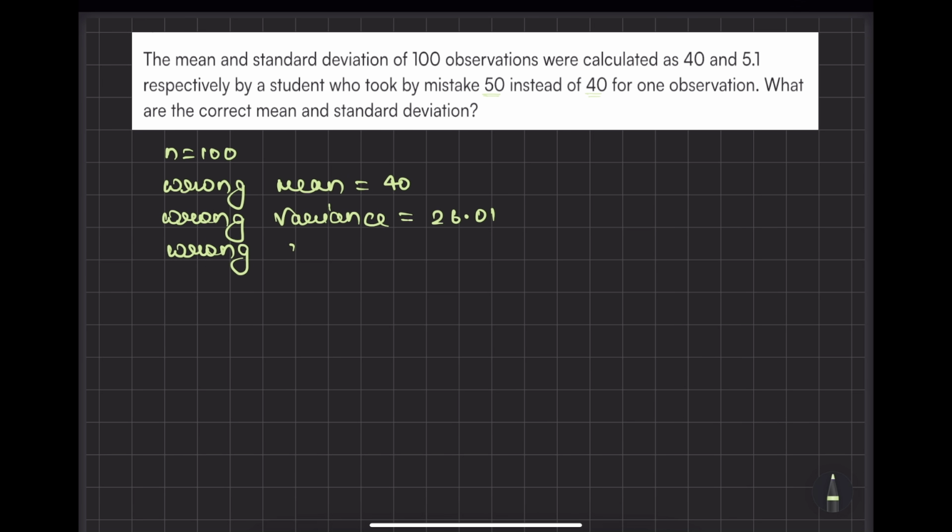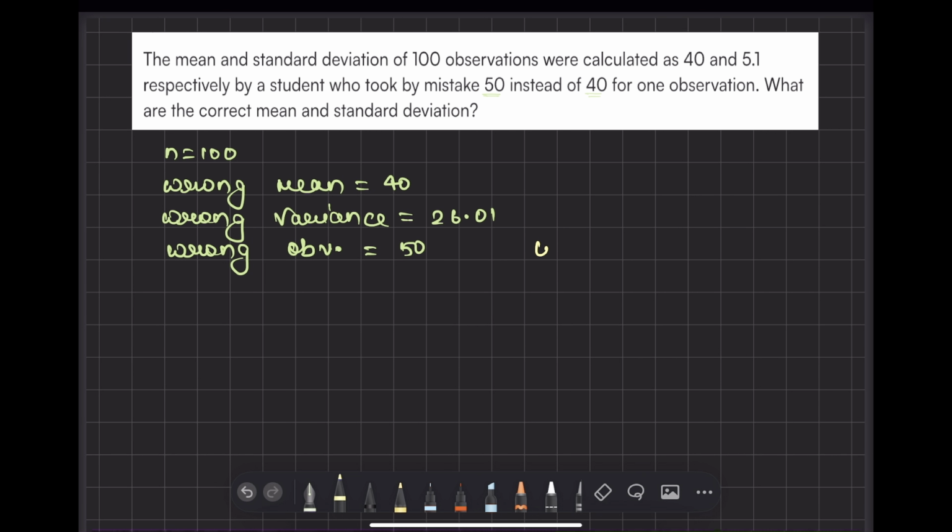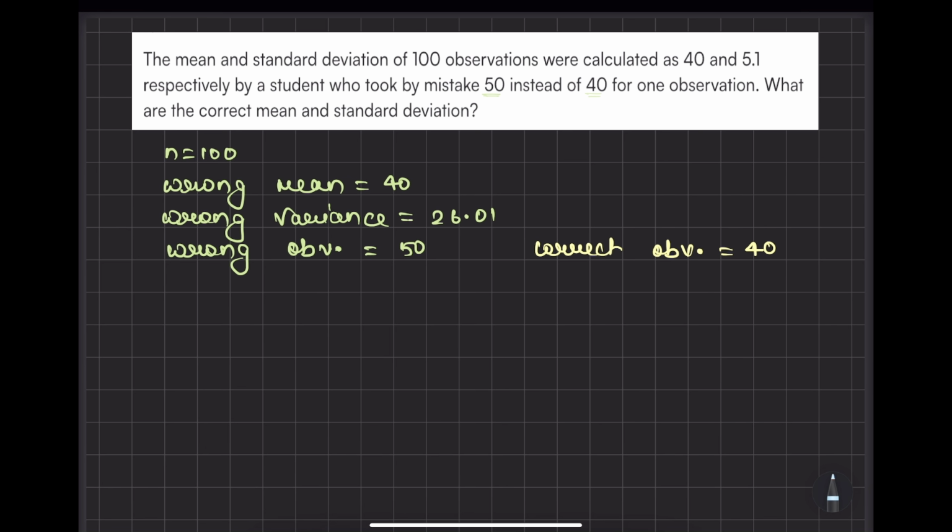Now, the wrong observation. You know that the wrong observation was 50, and here you have to take the correct observation, which is 40. So this is the idea. Now you have to find out the correct mean and the correct standard deviation. So look at this, how we will solve this question. First we will try to find out the correct mean.